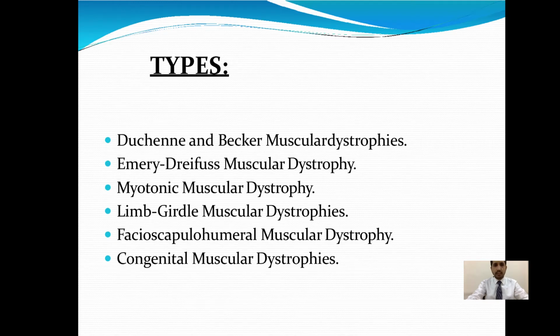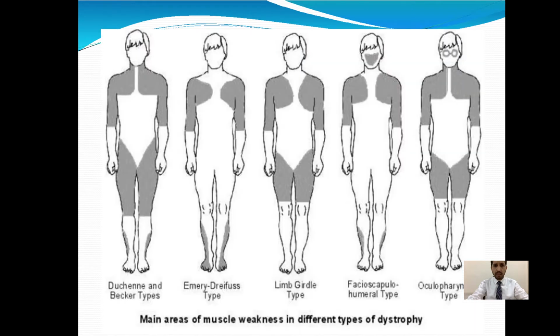Then there are types like Duchenne and Becker muscular dystrophies, Emery-Dreifuss muscular dystrophy, myotonic muscular dystrophy, limb-girdle muscular dystrophy, facioscapulohumeral dystrophy, and congenital muscular dystrophies. This is a pictorial presentation of different types of dystrophies, and the common feature in all of these is that proximal muscles are involved.